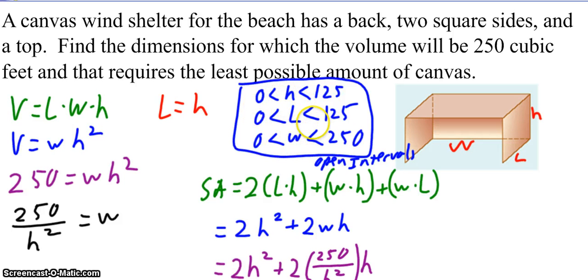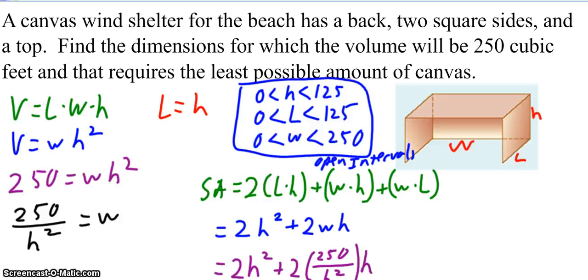Now, we have some restrictions on these variables, and they're going to be open intervals. So the height cannot be 0, and it cannot be 125. It has to be somewhere in between. The length has to be somewhere between 0 and 125, and the width has to be somewhere between 0 and 250. In this case, since it's a physical thing, we actually have a canvas that we're trying to make. That's why we cannot actually equal the zeros.